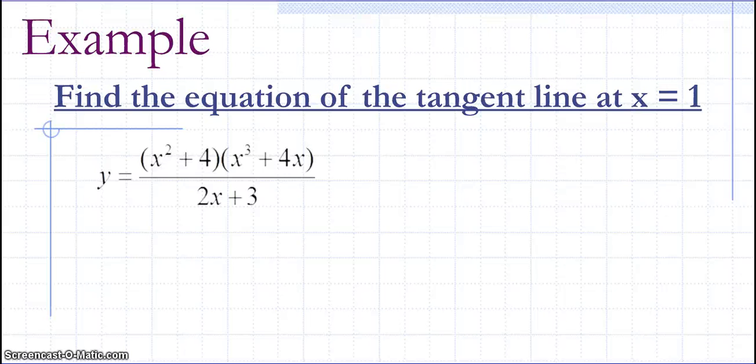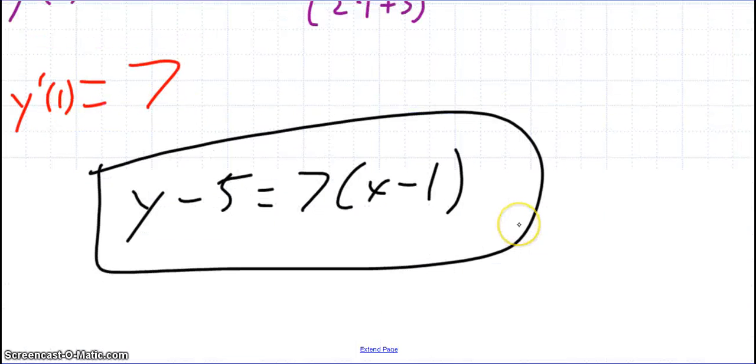Last example. Find the equation of the tangent line at x equals 1 for the function y equals x squared plus 4 times the quantity x cubed plus 4x over 2x plus 3. So here you can use a combination of the product and quotient rule when finding the derivative. Pause the video, unpause when you're ready to check your work. Alright, so you should end up with y minus 5 equals 7 times the quantity x minus 1. So that's the equation of the tangent line at x equals 1.